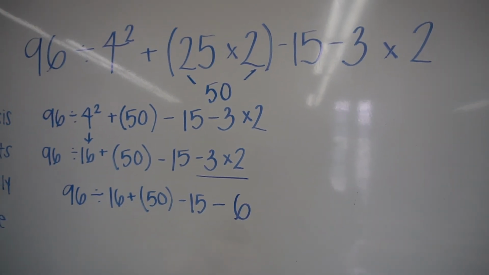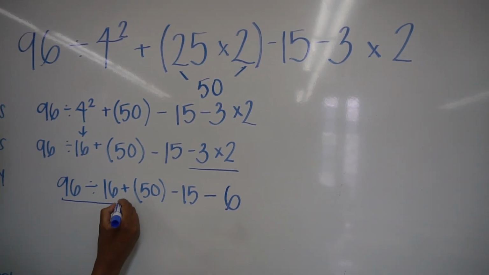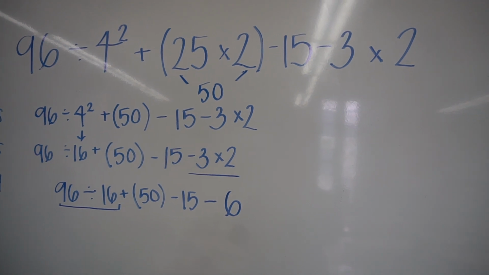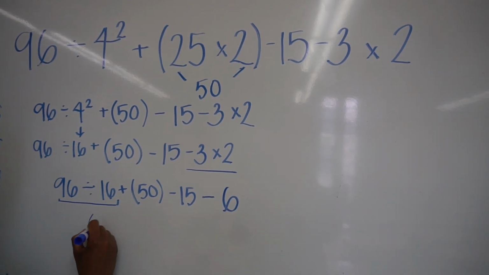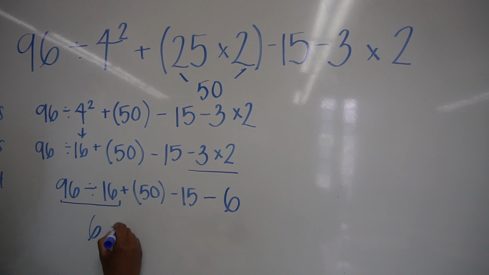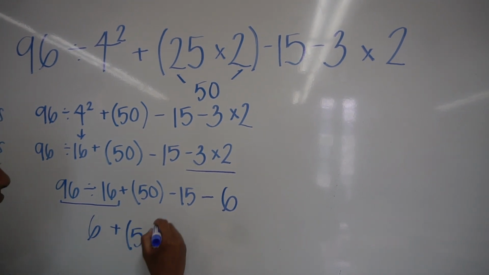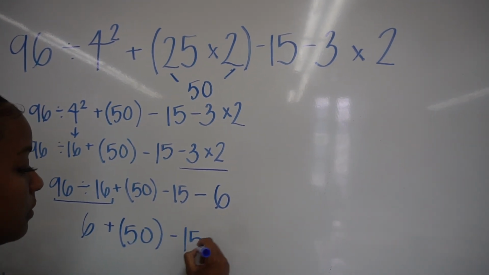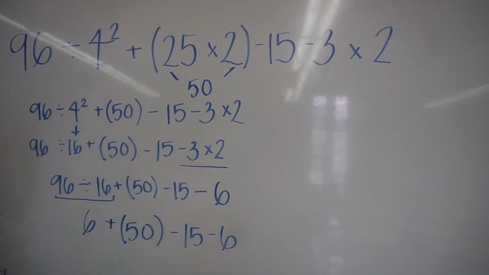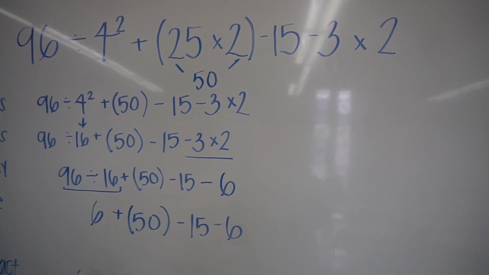Okay, my next step is to divide. I have 96 divided by 16, which gives me 6. I have 6 plus 50 minus 15 minus 6. From there, my next step is to add.